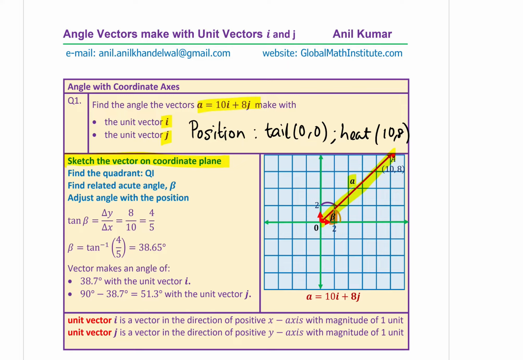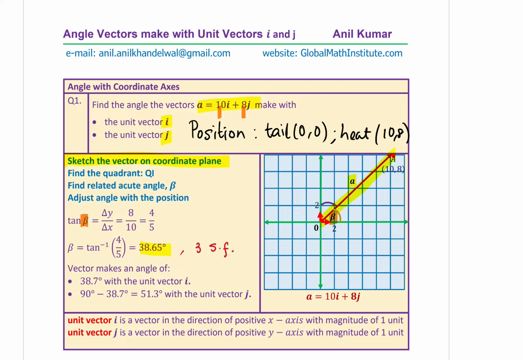So this related angle, beta, will be such that tan of beta is the change in y value over the change in x value. In this particular case, y is 8 and x is 10. So the ratio of 8 to 10 is 4 over 5. Beta will therefore be equal to tan inverse of 4 over 5, and that gives you a value of 38.65. We need to write our answers to three significant figures, so we are going to round this to 38.7.